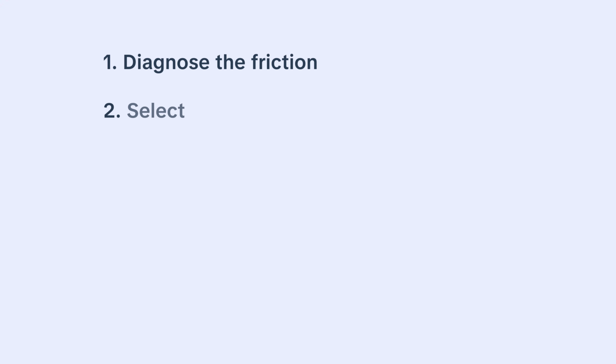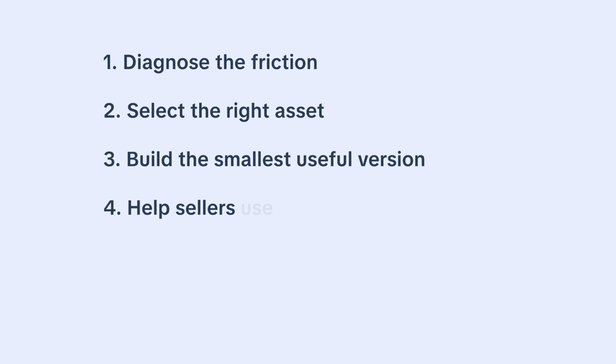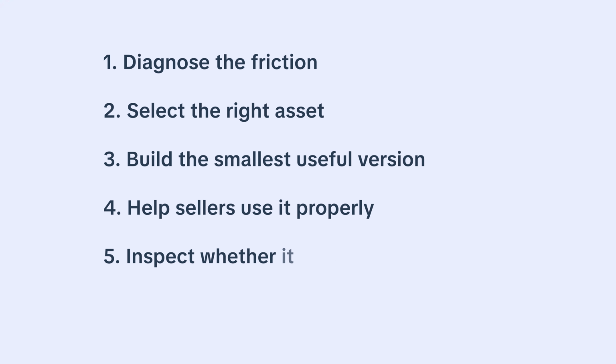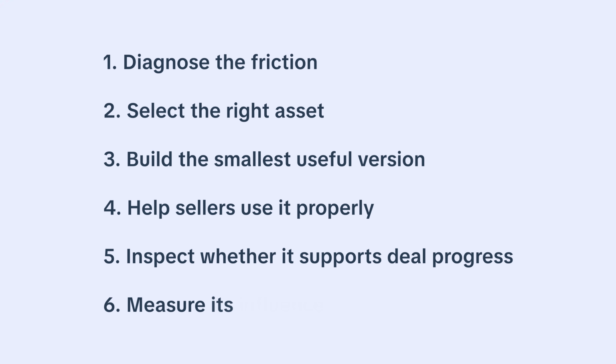Now, let's stop for a moment and talk about how to adapt this approach to different environments. In general, the core implementation logic should remain consistent. First, diagnose the friction, then select the asset, build the smallest useful version, help sellers use it properly, and inspect whether it supports deal progress and has an impact and influence on the sales cycle. Depending on your context, what may change is the depth of the system.